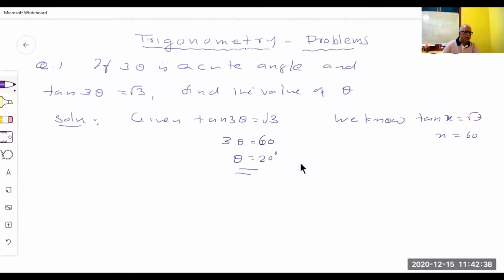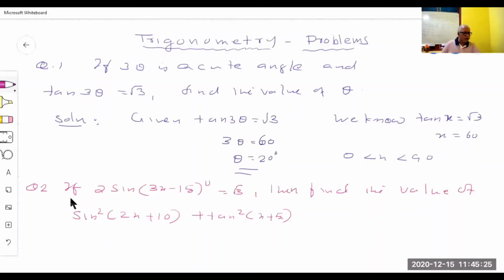First quadrant: the acute angle means x is between 0 and 90, that is, 0 less than x less than 90. That is what an acute angle is all about. So the next problem we will do.